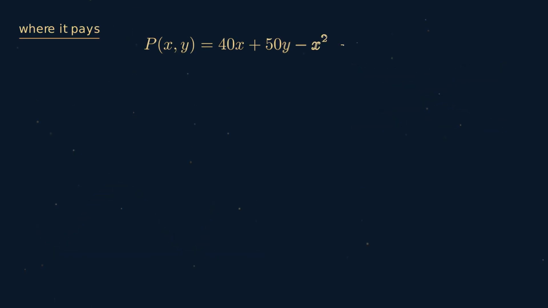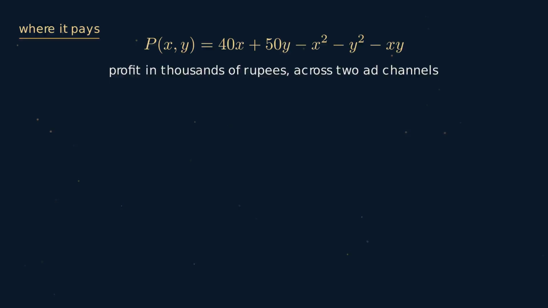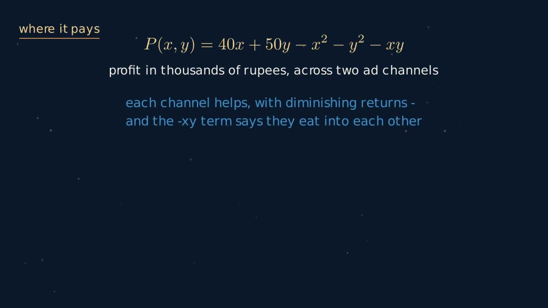Let us spend all of this on something that pays. Suppose the profit from 2 advertising channels, measured in thousands of rupees, is 40x plus 50y minus x squared minus y squared minus xy. Each channel helps, but with diminishing returns. And that minus xy term says the two of them eat into each other. So where should the money go?